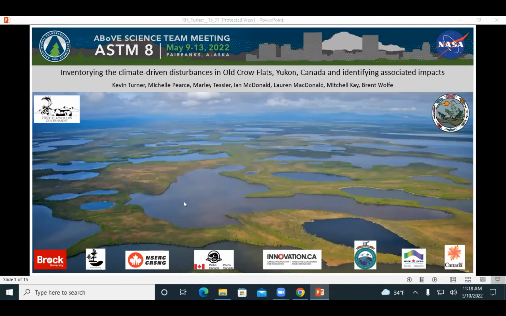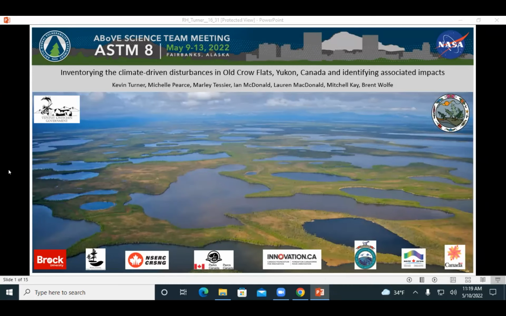Okay, so this is a photograph of Old Crow Flats. I've been working in this area now, coming up on the 16th year that I've been going back. So it's a thermokarst landscape. It's 15,000 square kilometers. It's a headwater node basically of the Yukon River Basin.